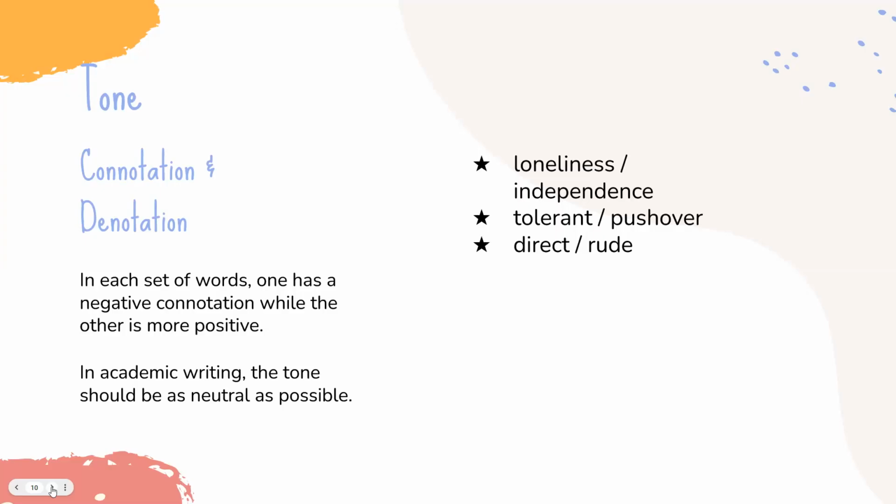Some examples include these pairs of words. So loneliness and independence. Loneliness tends to have a negative connotation where independence has a positive connotation. Tolerant and pushover. Again, tolerant would be a positive connotation, pushover a negative connotation. And then direct and rude. Direct in this case sounds positive, whereas rude sounds negative. So just being aware of your word choice and any tone or emotions that might be associated with specific words when you are trying to write in an objective voice.